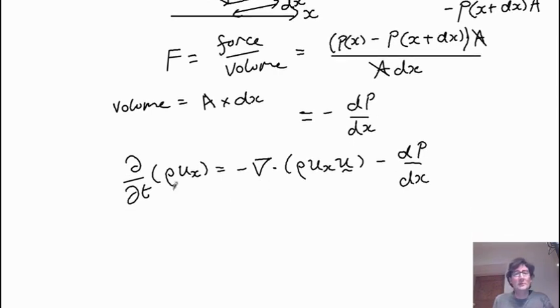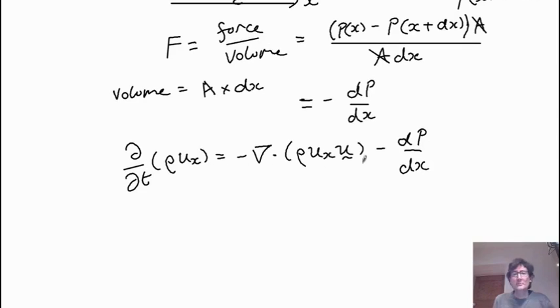And in fact, when we use multiple dimensions, we can write down the same equation for each component. So you'd have a d by dt of rho uy with a uy here, and a dp by dy in here. And the same for the z direction. So uz, and a d by dz.